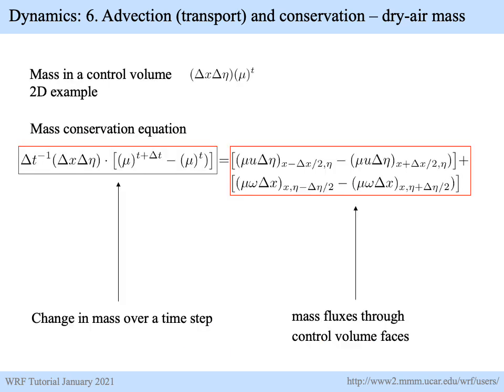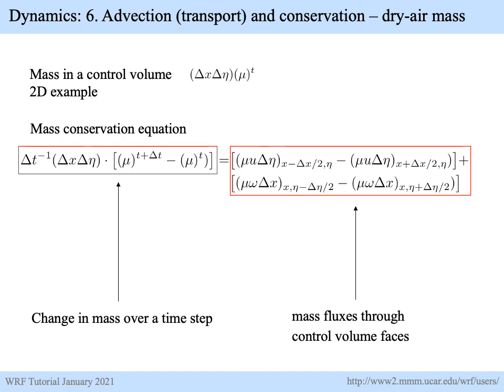If we look at our conservation equation for the dry air mass, the discrete form is written as shown right here. There's a time rate of change of the mass in the control volume. So that's mu at the new time level minus mu at the previous time level. And what you can see is that we multiply that by delta x delta eta divided by delta t. That's the change in the mass in that control volume. And that is going to equal fluxes through the boundary.